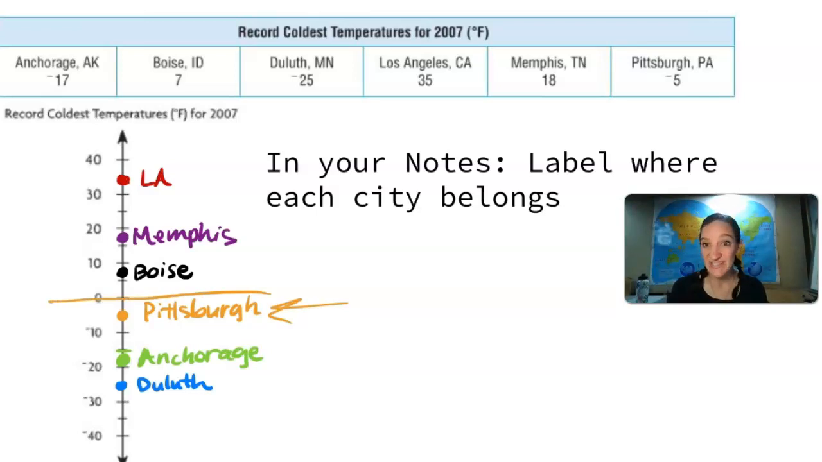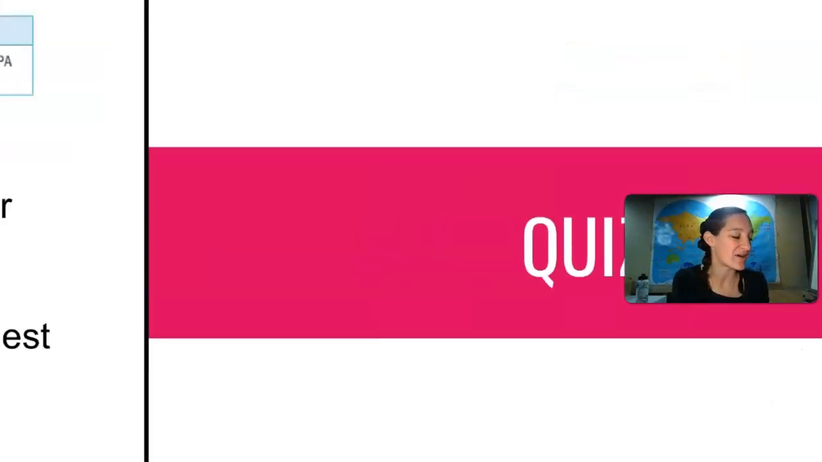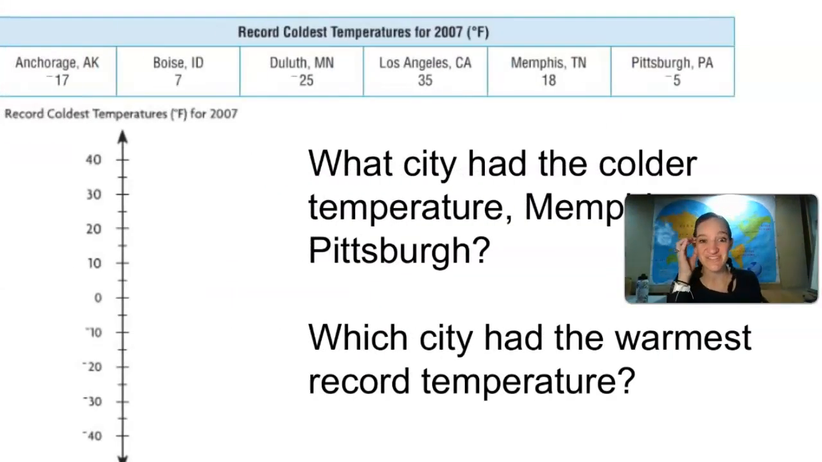Which one is the warmest? Well, which one is the furthest up? That's Los Angeles. Which one is the coldest? Go all the way down, as far away from 0 as you can get, and you'll get to Duluth. So those are the answers to the questions in your notes.